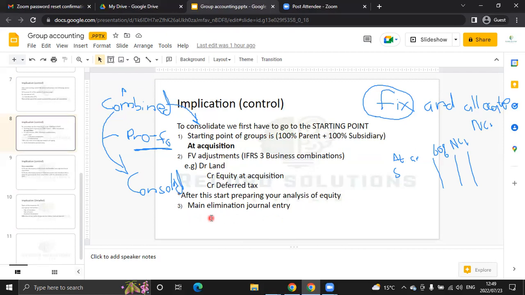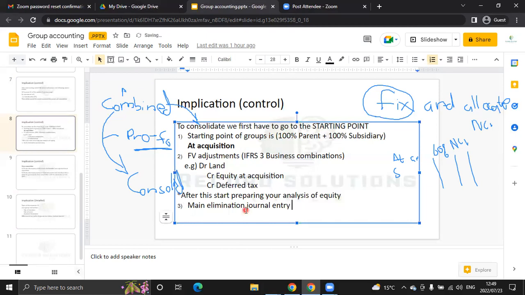Firstly, what I can tell you is, just know this journal entry. I hope you're writing it down. I just wanted to type it here. This is the journal entry for recording, because I want you to remember this. So for recording goodwill or gain on bargain purchase.